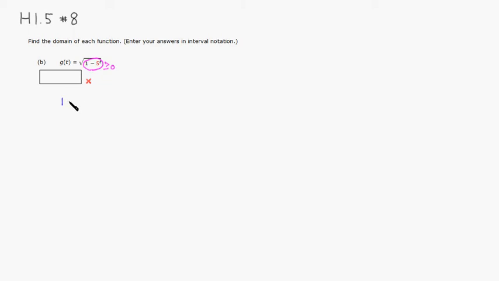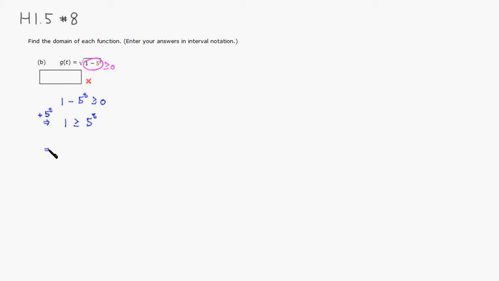So 1 minus 5 to the t has to be greater than or equal to 0. The next step would be to add 5 to the t to both sides. So 1 has to be greater than or equal to 5 to the t. Then we can take the natural log of both sides.